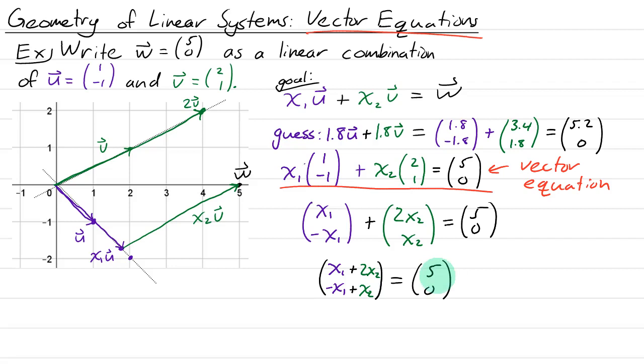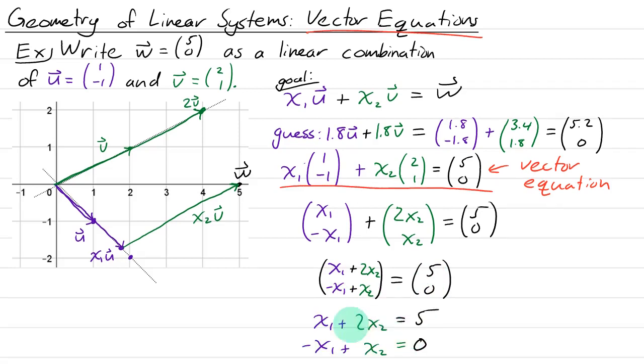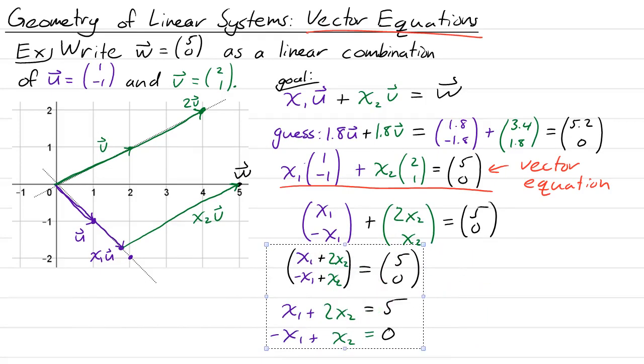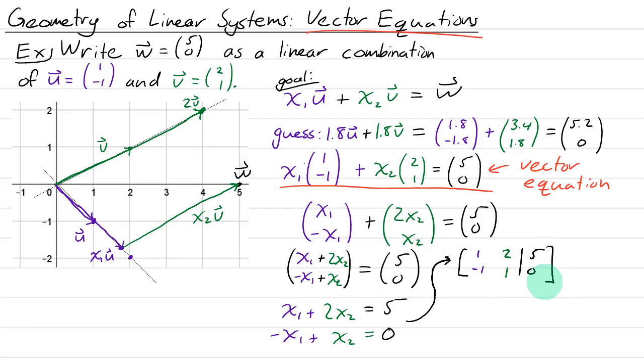So saying that these two vectors are equal is the same as saying that this component is equal to 5 and this component is equal to 0. And we can write that as this system of two linear equations here. And once we see that we're really just talking about a system of linear equations, we can solve that the normal way by writing it as a matrix and then row reducing it.